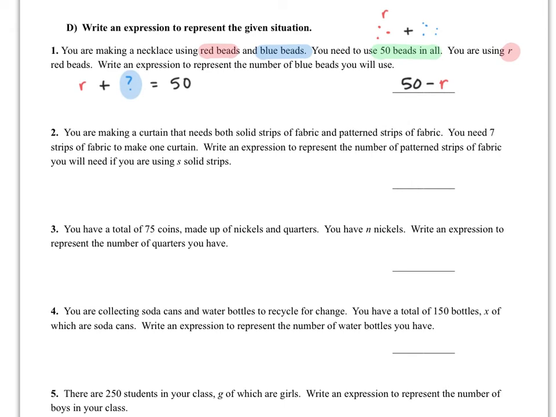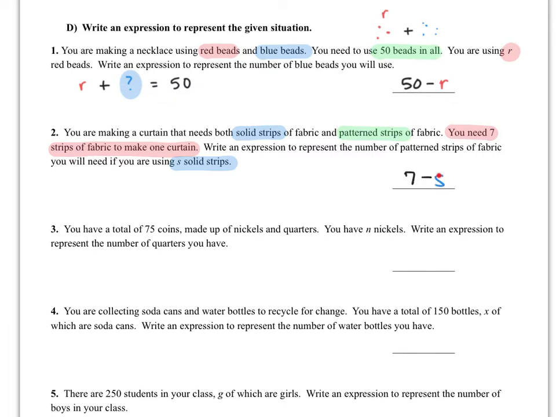So on the next one, it says that I've got 7 strips of fabric to make one curtain, and I'm making that curtain using solid and patterned. And so that means my solid and my patterned together need to total 7. And the variable that they're giving me in this case is S for the number of solid strips. So if I've already allocated or used S of the 7 for solid, the way in which I would find the pattern is I would do 7 minus S.